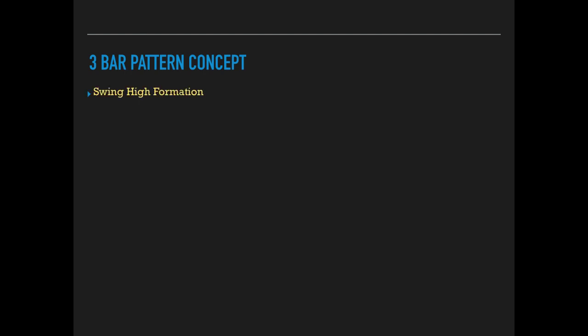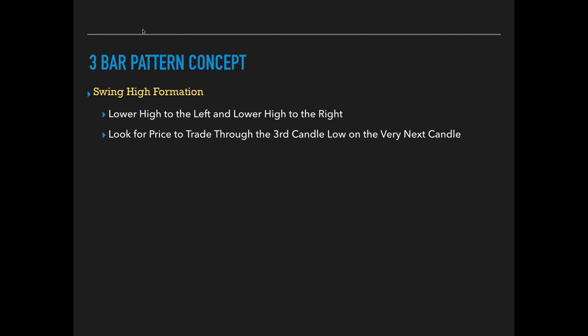So that's when we have a swing high formation, right? That's if we have a lower high to the left and a lower high to the right. We have a swing high formation. Then we look for price to trade through the third candle's low on the very next candle, okay? That gives us a bearish bias condition, and we'll be looking to sell at or above the day open price in that condition.